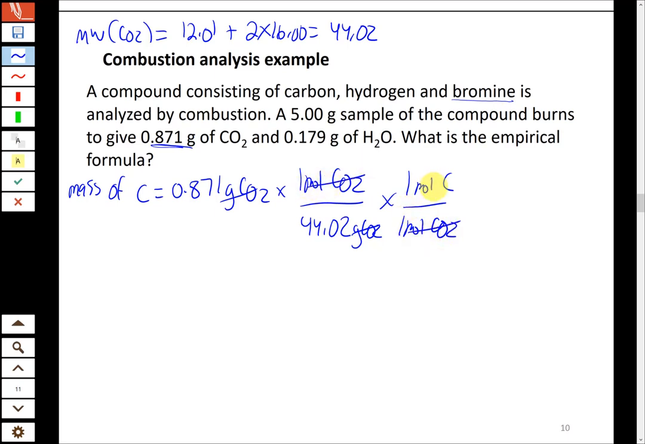We could stop here, as we said, because we're going to need moles of carbon, but we also need mass of carbon as well. So let's get that number. Well, let's just do the mass first to keep it simple. So we're going to use the atomic mass of carbon now to figure out how many grams of carbon there are.